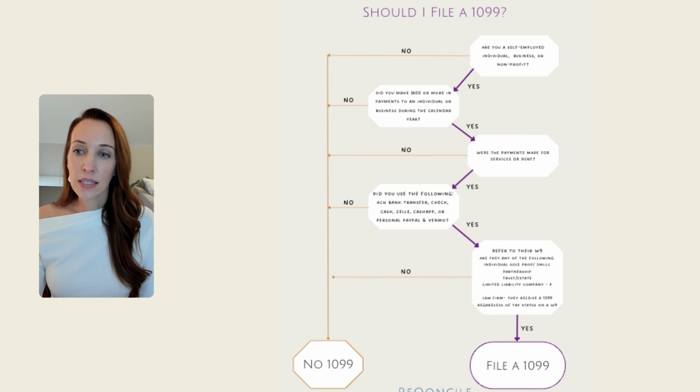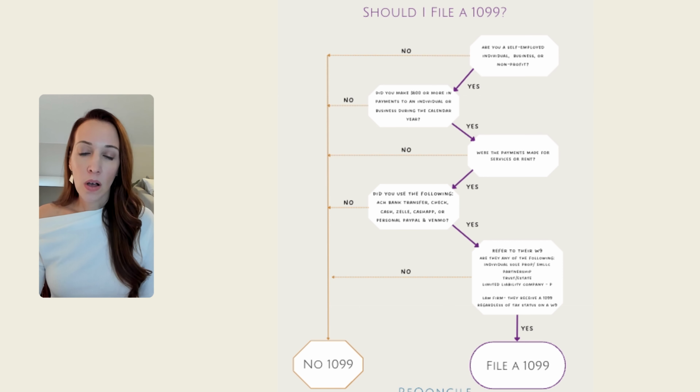Did you make $600 or more in payments to an individual or business during the calendar year? This is a calendar year, not a fiscal year. So even if your business is run on a fiscal year, it's still calculated on a calendar year. And also, something to keep in mind is that it's on a cash basis. So if you're running reports in your accounting software, you need to make sure that you're running them on a cash basis because it's payments that have actually been made, not payments that have been invoiced for.